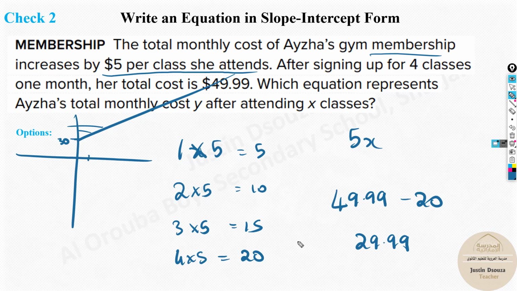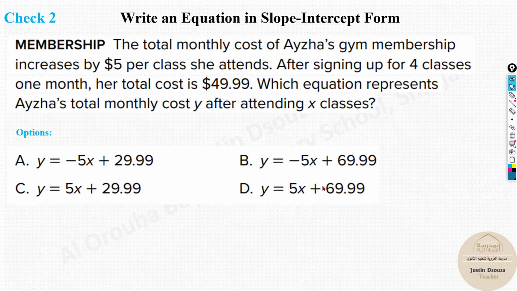I hope this is clear. So you do not need to even solve this. You know this is the slope, 5x. That is very simple. But don't consider this to be directly the y-intercept. It's not 49.99. Here in the options, fortunately, this is not there. The answer is not there.